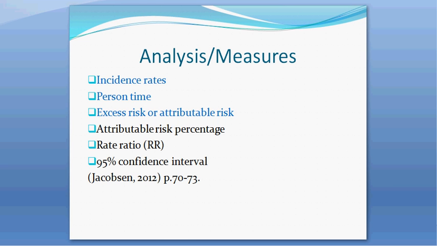Person time is actually the amount of time in years an individual is part of a study before they are no longer part of a study as a result of being diagnosed, becoming dropout, or deceased. Person time can be calculated as a group by adding all participant years of service to the study. An example will be explained later in the presentation as well. Excess risk or attributable risk is the absolute difference in the incident rate. Other measurements that are used in cohort study are attributable risk percentage, rate ratio, and 95% confidence interval.